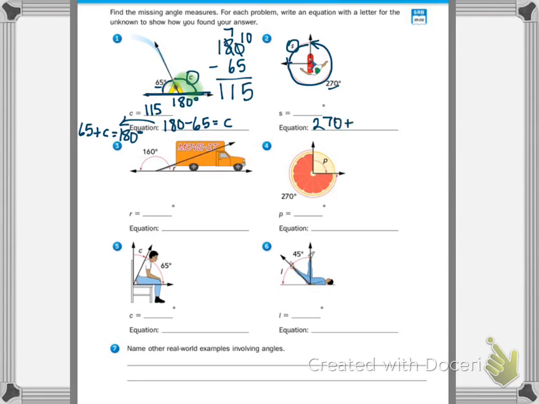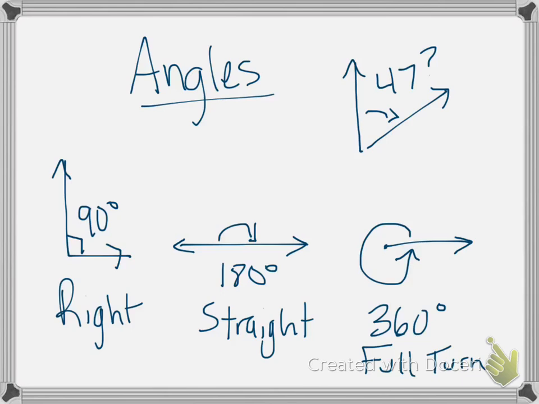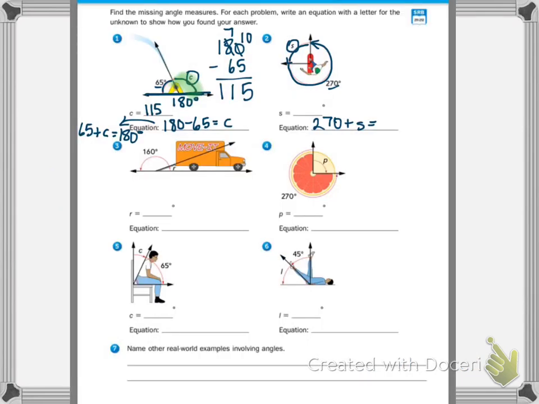270 plus S equals, oh, wait a second. What do those two angles make together? Think back to our angles that we know. Does it make a right angle? No. A straight angle? No, it makes a full turn, so 360. So the 270 plus the S makes 360, and that's going to be our equation. To find the answer, I'm simply going to do 360 minus 270.